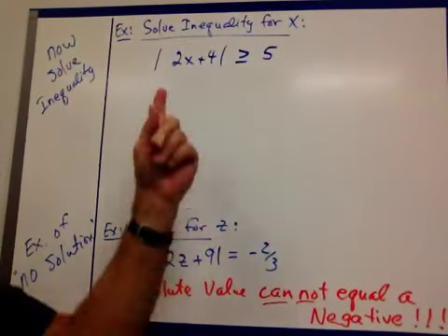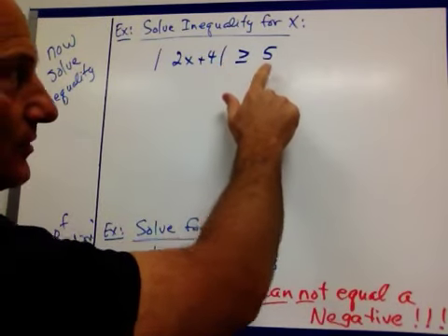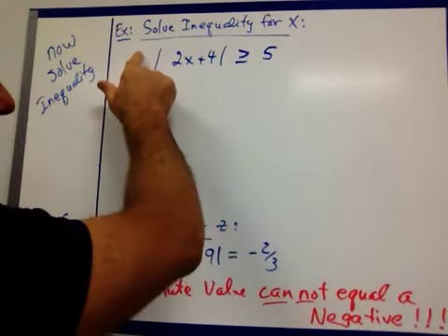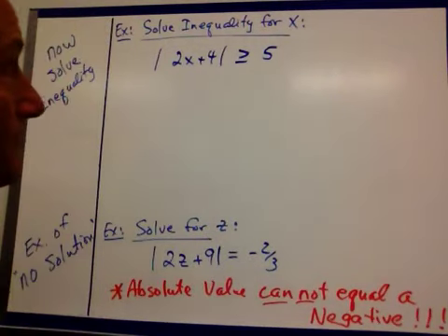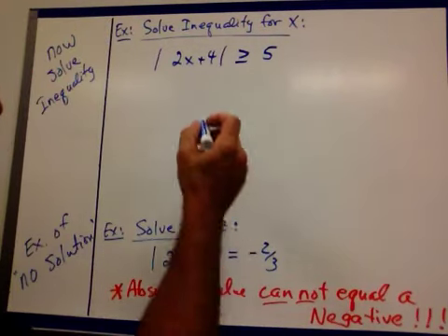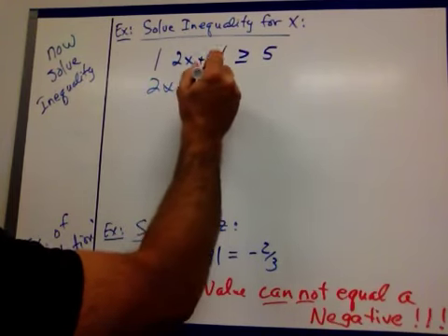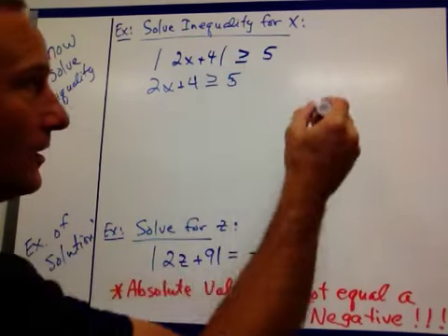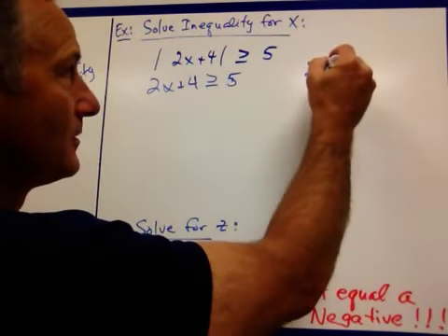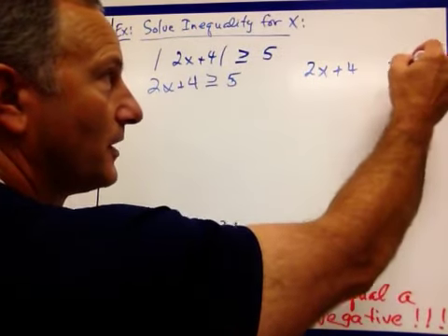You get something like this. Again, you isolate it. If there's anything added or subtracted, do the opposite, kick it over. If there's anything multiplied, divide it out. We've done similar problems like this already. Then you're going to write your two equations. What's inside will be greater than or equal to 5, or what's inside, now we're going to make this negative 5.